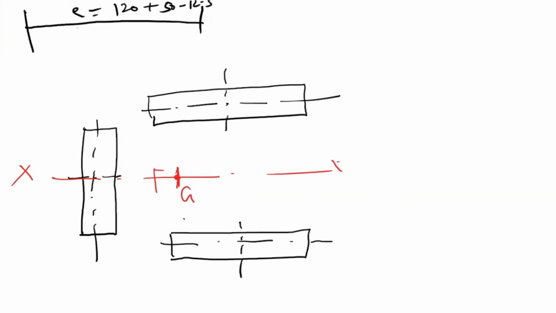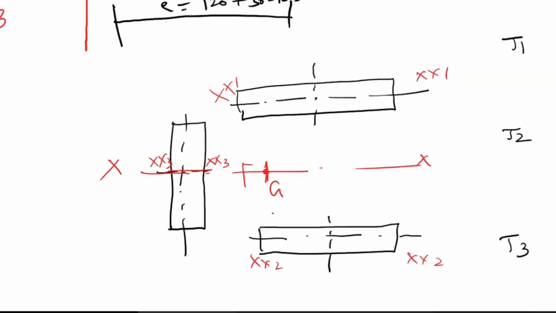Okay, so this is XX, this is XX1, this is XX2, and let this be XX3. Now XX3 coincides with XX. Now how will you find the moment of inertia? So first, what do we have to find? We will find J1, then J2, then J3, and then we'll add: J is equal to J1 plus J2 plus J3. That will give us the total value of J.